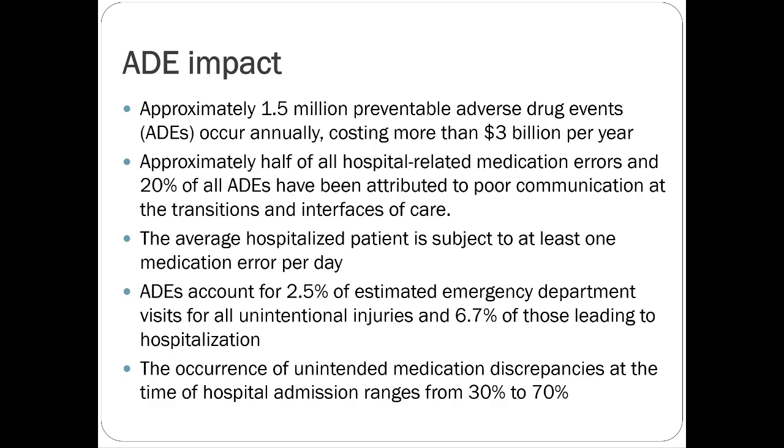The average hospitalized patient is subject to at least one medication error per day. Now that doesn't mean they get a medication error administered to them. That means they're potentially exposed to one. So when you look at all the different systems we have in place and all the fail-safes, that's what can possibly happen at any given point within the medication distribution process. Adverse drug events account for 2.5% of estimated emergency department visits, and 6.7% of those lead to hospitalizations. And the occurrence of unintended medication discrepancies at the time of hospital admission ranges from 30 to 70%. So that means that somebody comes into the hospital and their home med list is inaccurate, at least in some capacity.